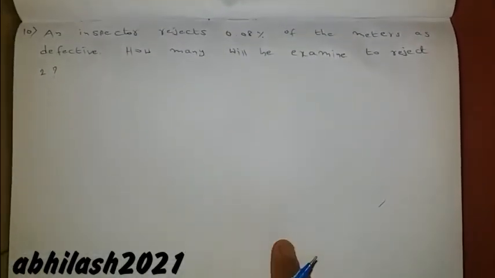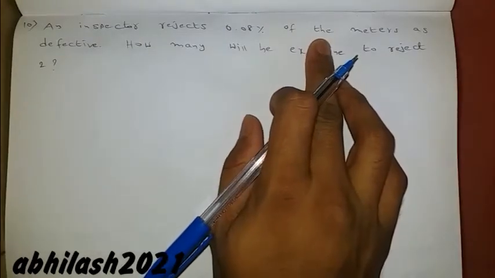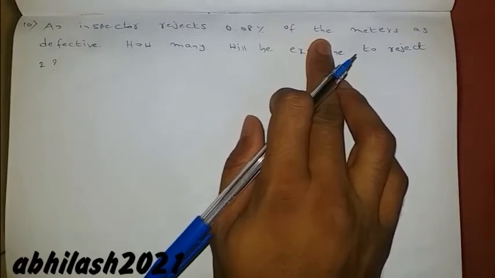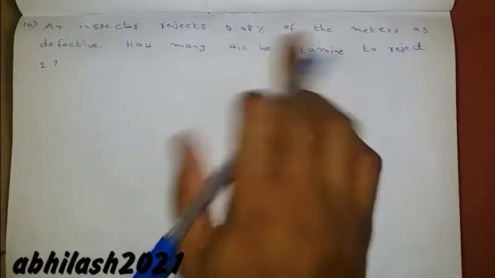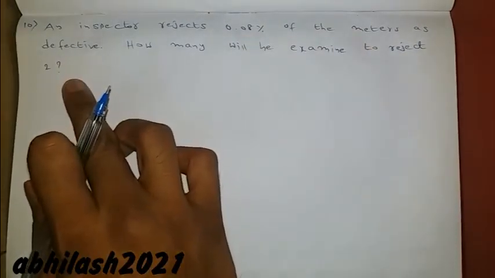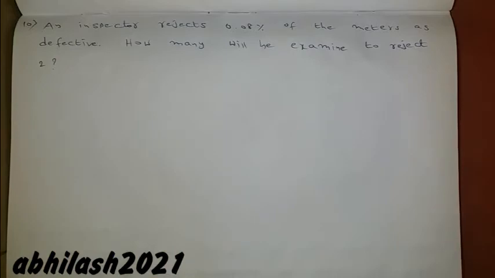Okay, next question. An inspector rejects 0.08 percentage of the meters as defective. Then how many will he examine to reject 2? It means some number of meters he will observe, and from those some number of meters he will reject 0.08 percentage. So to reject 2 meters, how many meters does he need to examine, or verify?